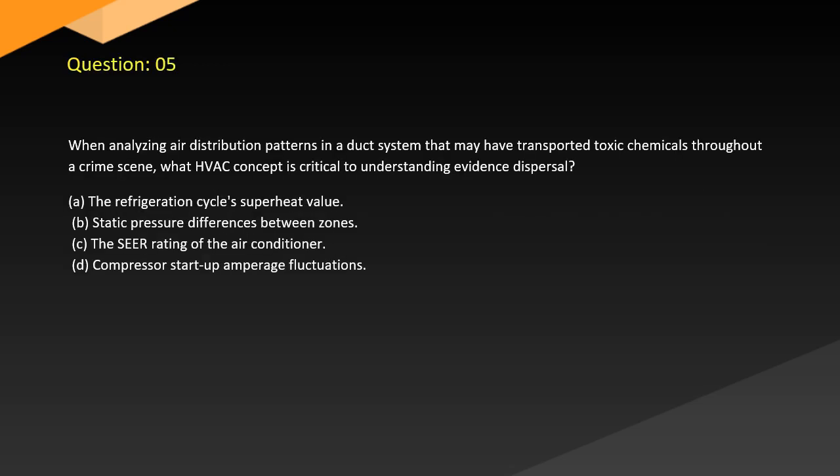Question 5. When analyzing air distribution patterns in a duct system that may have transported toxic chemicals throughout a crime scene, what HVAC concept is critical to understanding evidence dispersal? A. The refrigeration cycle's superheat value. B. Static pressure differences between zones. C. The SEER rating of the air conditioner. D. Compressor startup amperage fluctuations.